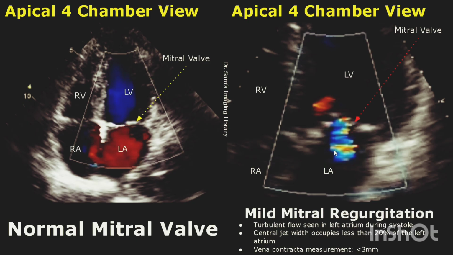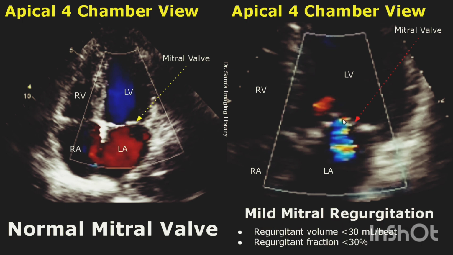Vena contracta is the narrowest part of the turbulent jet. In mild cases, it measures less than 3 millimeters. The regurgitant volume is less than 30 milliliters per beat, and the regurgitant fraction is less than 30%.